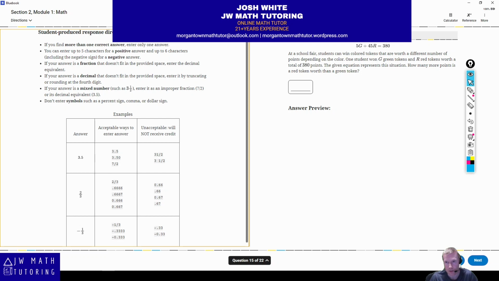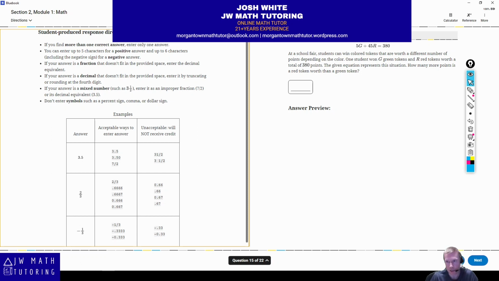So you're given this situation. You're given this equation up here, and basically it represents how many points the student got from green tokens, and how many points the student got from red tokens, and combined together they add up to 380. Okay, and they want to know, how many more points is a red token worth than a green token?